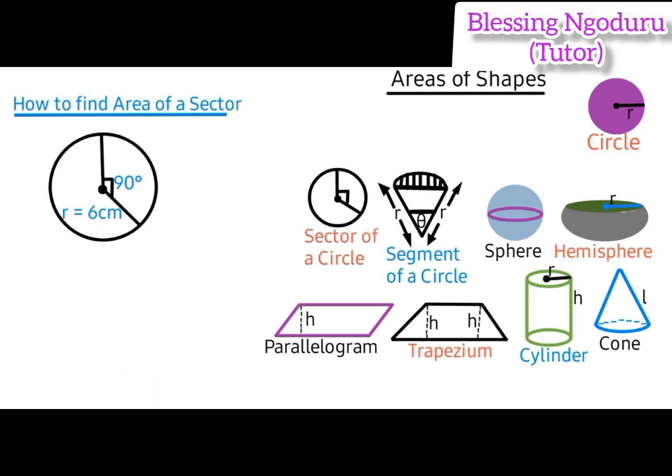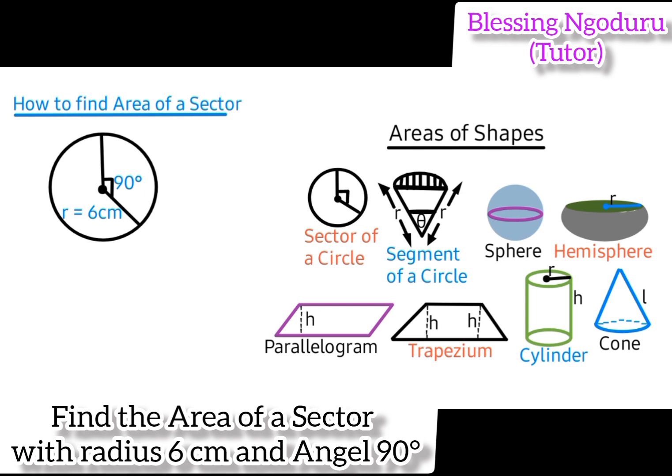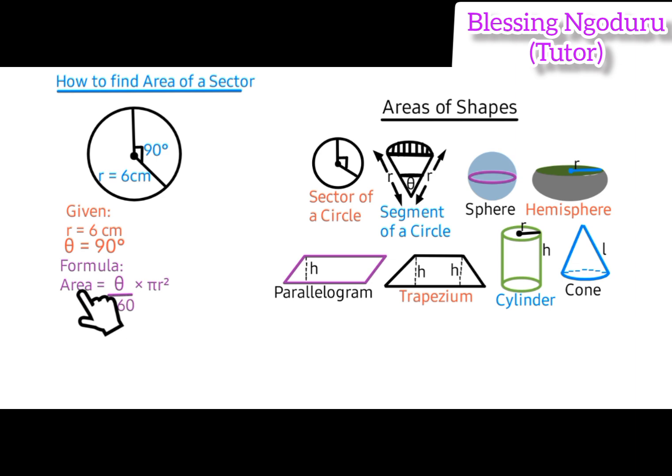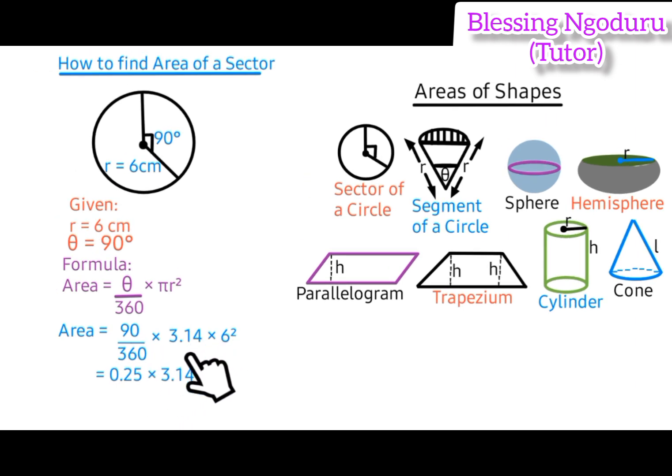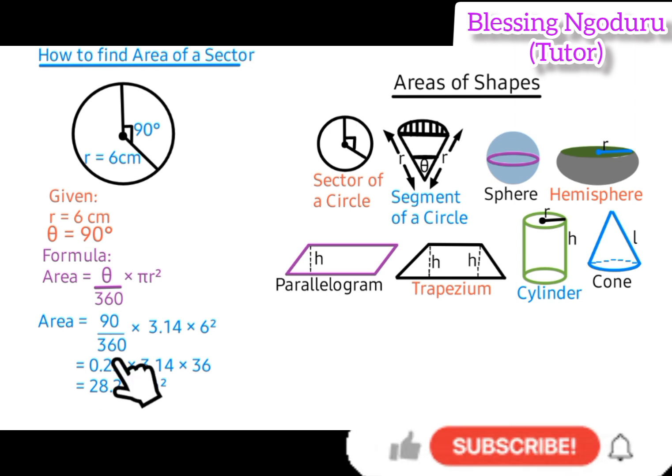Now, let's proceed to calculating the area of a sector. Find the area of a sector with radius 6 centimeters and angle 90 degrees. This is the formula for calculating the area of a sector. Theta value here is 90 degrees. Divide by 360. Multiply by pi. We know that our pi value is 3.14. Then multiply by r squared, and our r value is 6 squared. 90 divided by 360 is 0.25. 0.25 multiplied by 3.14 multiplied by 36 gives 28.26 centimeters squared.